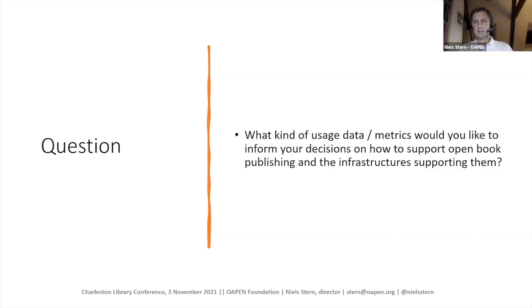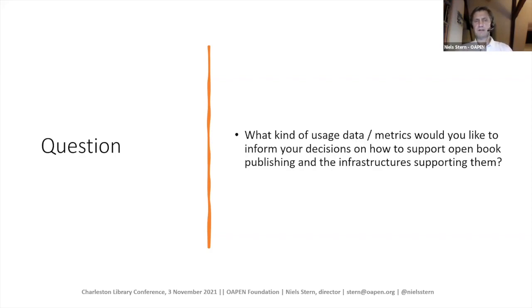So I want to end my part of this presentation with a question. What kind of usage data or metrics would you like to inform your decisions on how to support open book publishing and the infrastructures supporting them? I ask this question because it's very relevant to how we, as a publication platform, can help libraries and publishers. But also from my background as a publisher myself, with some years in a library, I think these questions have always been, and especially recently, very important to reflect on.